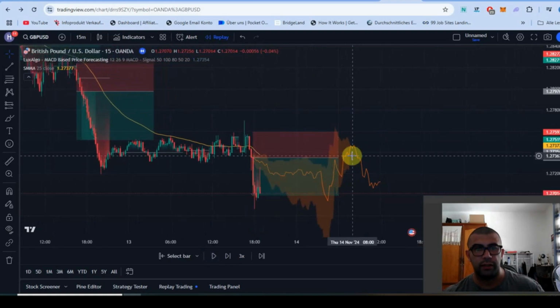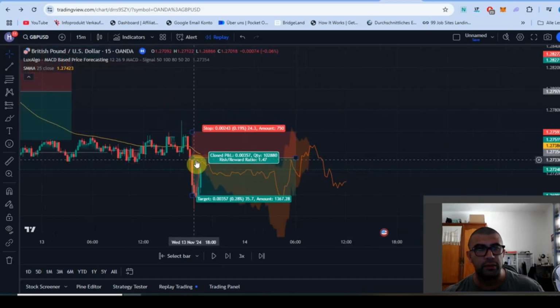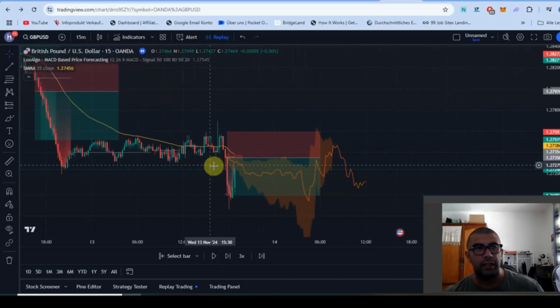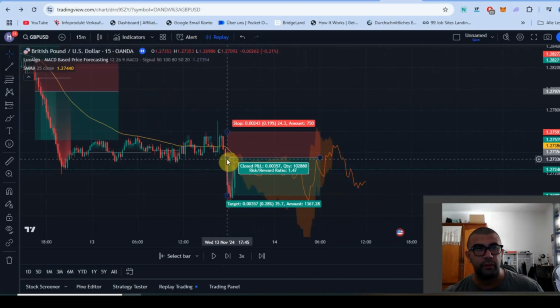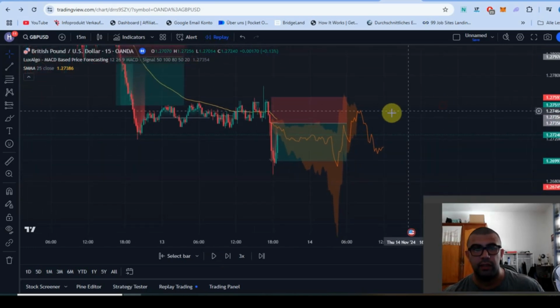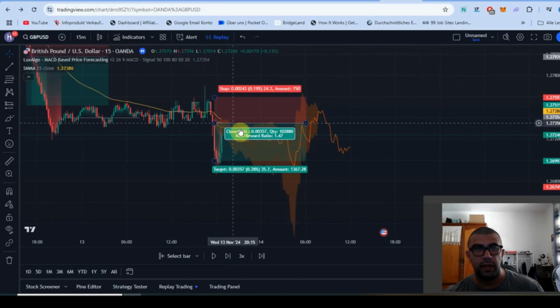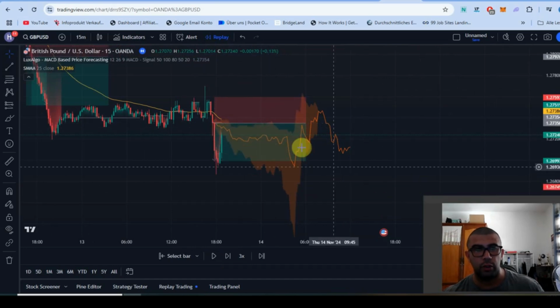Okay, it had already hit my take profit, but now, as you can see, we are already in the downtrend. We are below this 25 SMA. The forecast said the price will go another step downwards. That's why I go for a short.